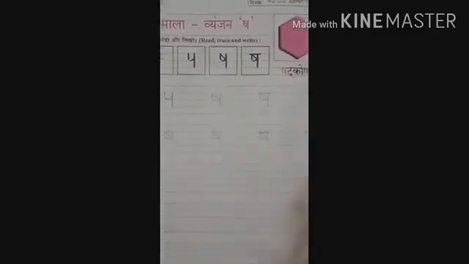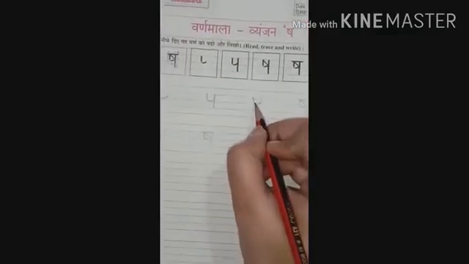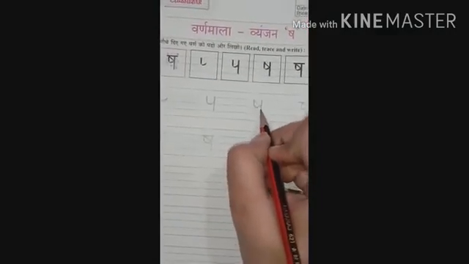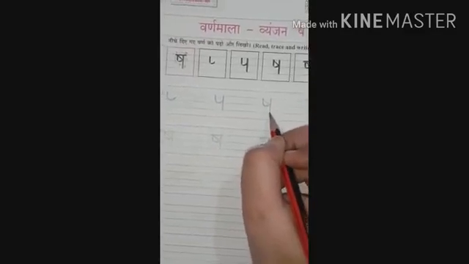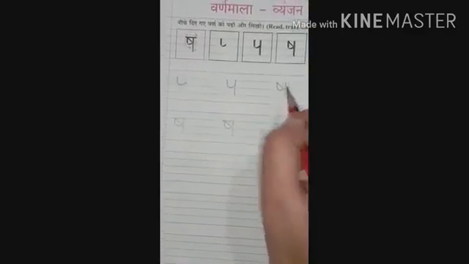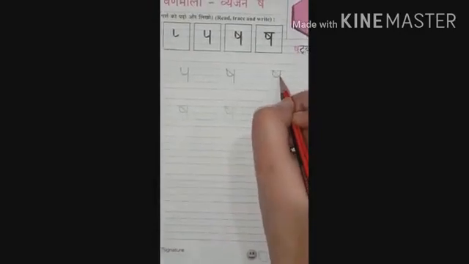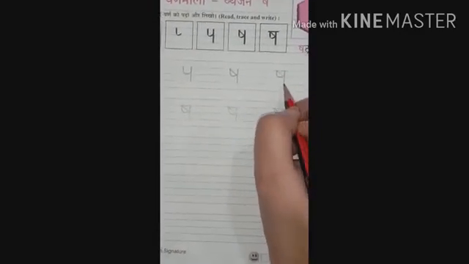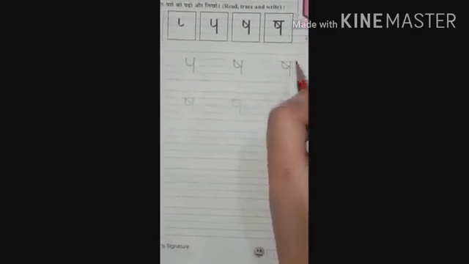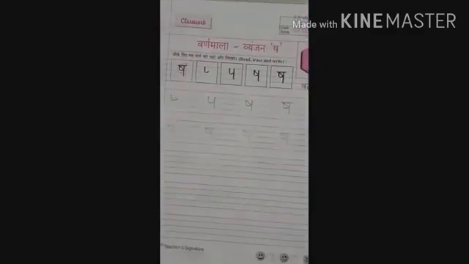Okay, so first you have to make one curve like this. After that, you have to join this curve with one standing line starting from the first gray line till the third gray line. After that, you have to make one slanting line in it like this. So first one curve, then one standing line, then one slanting line, and then one sleeping line. Like this, you have to make sh.